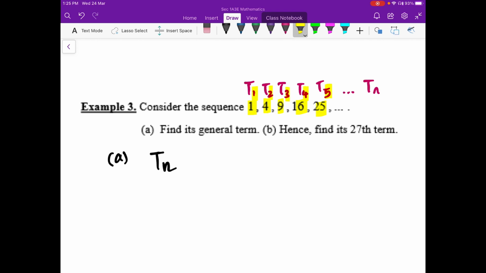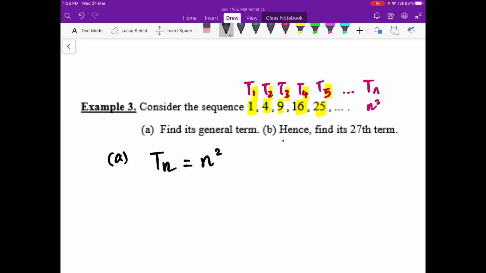So in English, to find, for example, 16, you just take 4 times 4, or 4 squared, 5 times 5, or 5 squared. So if it becomes n, it's simply n squared. So this value is n squared, regardless of the value of n. Just put it in, you will get the answer.